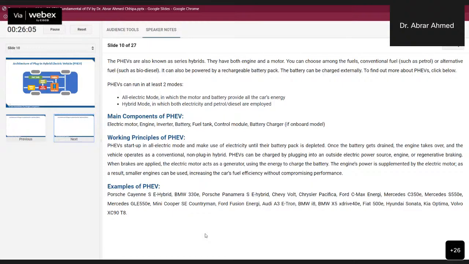So again, recently, if we look at the Hyundai Sonata, Kia Optima, Volvo XC90 T8, these are the models which are examples of PHEV.